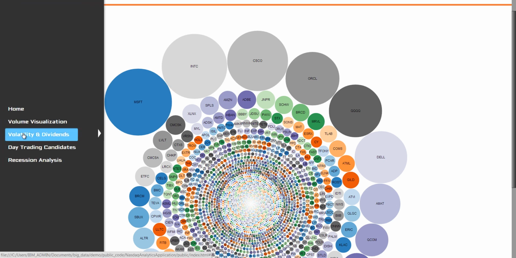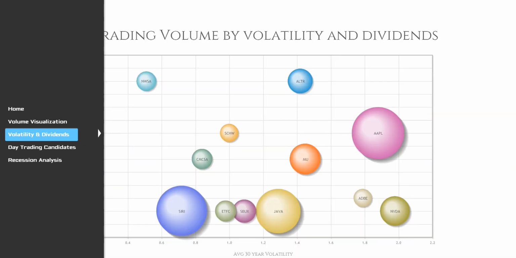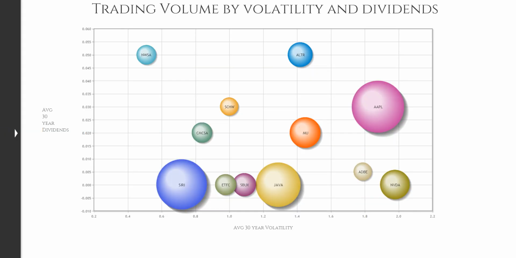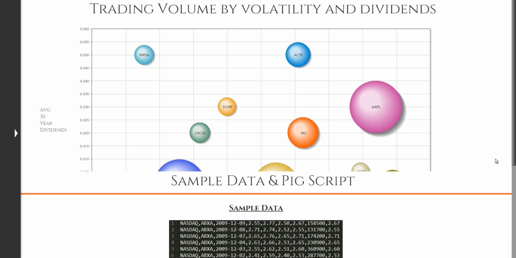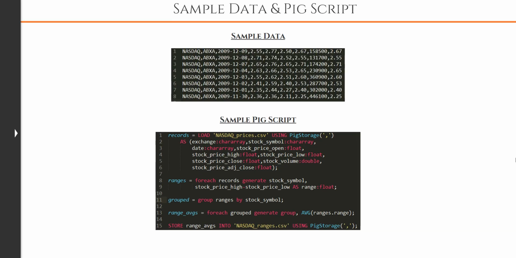Another metric an analyst would be interested in would be stock volatility in relation to trading volume and dividends. Now, volatility indicates how much the price of a stock oscillates on an average day. The more it oscillates, the more volatile it is. Let's take a quick look at the sample data and the Pig script that calculates stock volatility on the dataset.